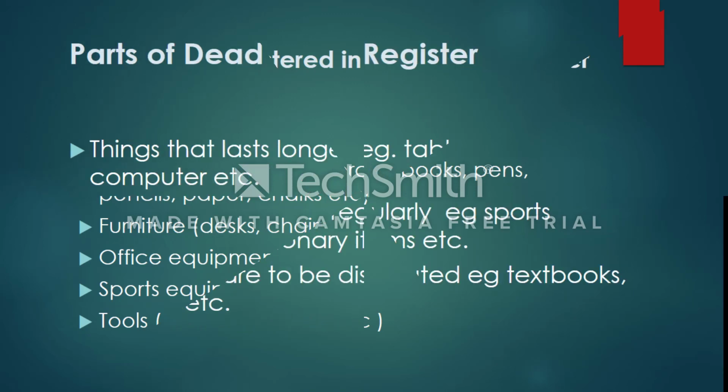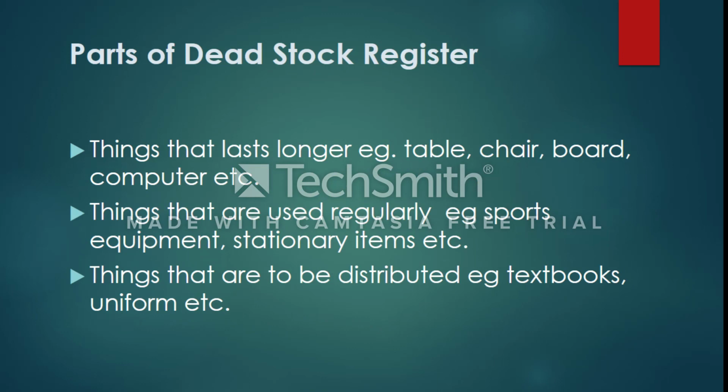Parts of that register: things that last longer, for example chair, table, board, computer, etc. Things that are used regularly, for example sport equipment, stationery items, etc. In stationery, books, pens, pencils, etc. come under it. Things that are to be distributed, for example textbooks, uniforms, etc.